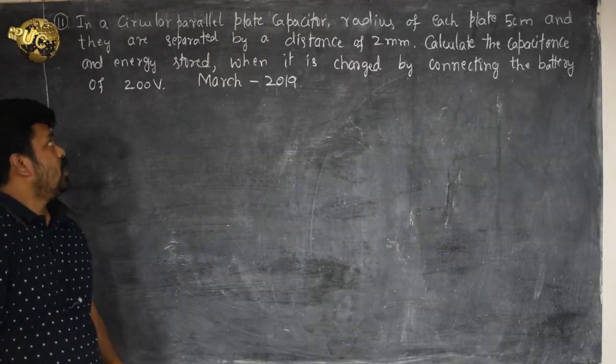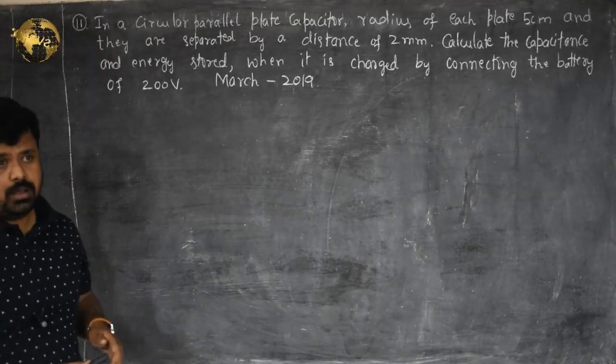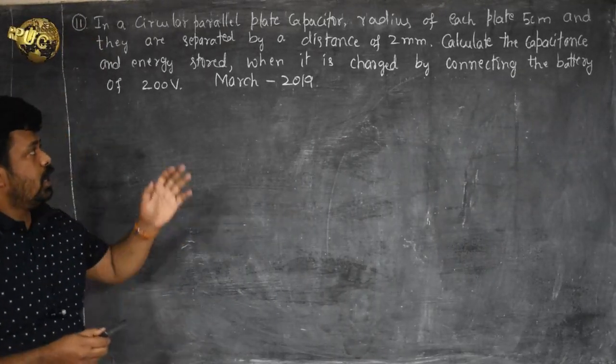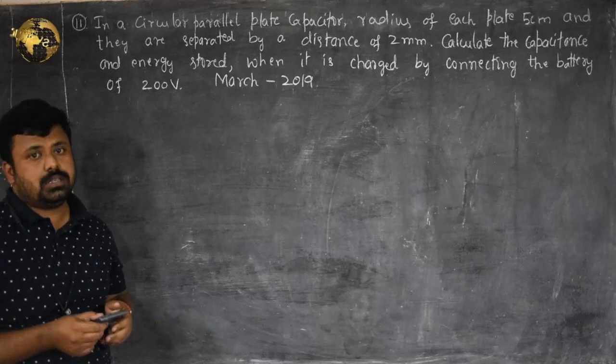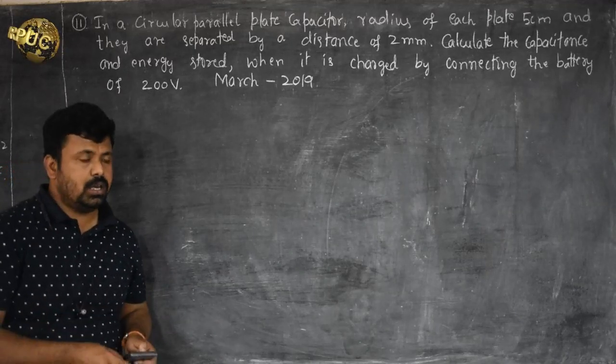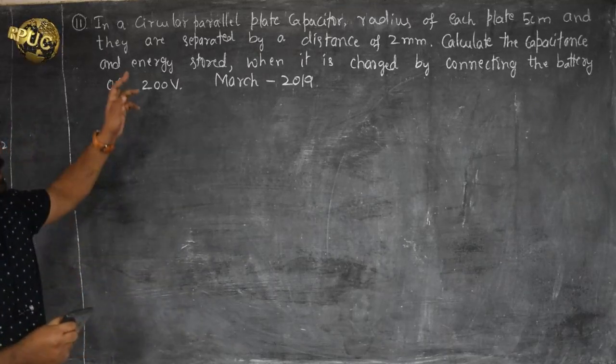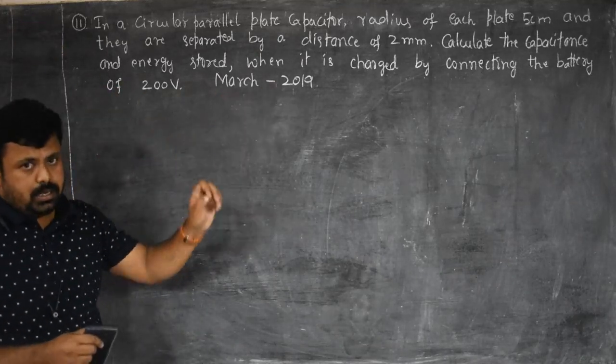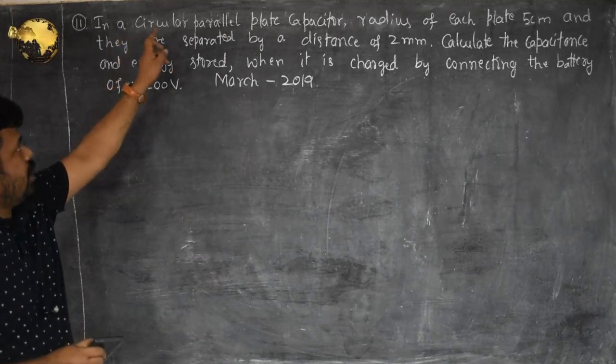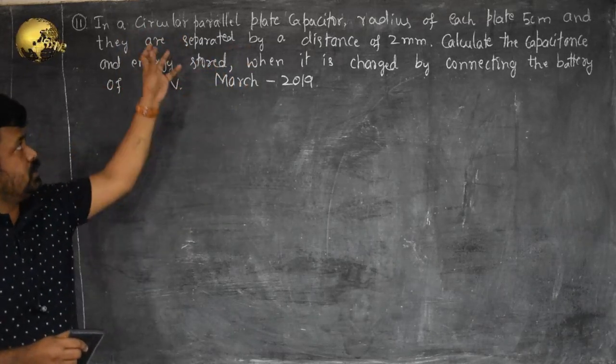Yeah, let's start with question number 11 from the first two units. It's also regarding the capacitance of a parallel plate capacitor with one small difference. I will let you know what that is. It was asked in March 2019. In a circular parallel plate capacitor, so that's the difference.